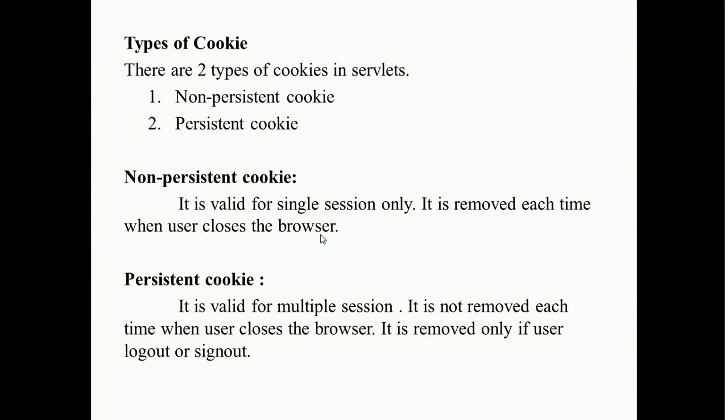Next, see the types of cookies. There are two types of cookies in a servlet. First is non-persistent cookie and second is persistent cookie. See the first one: what is a non-persistent cookie? A non-persistent cookie is valid for a single session only. It is removed each time the user closes the browser. When the browser is closed, the non-persistent cookie is also removed from the browser.